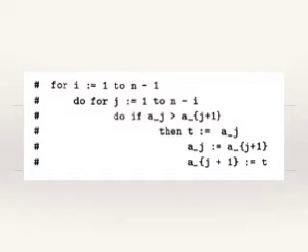The temporary variable t is needed so that while we declare the new a_j to be equal to the old a_(j+1), we do not lose the value of the old a_j before we assign it as the new value of a_(j+1).